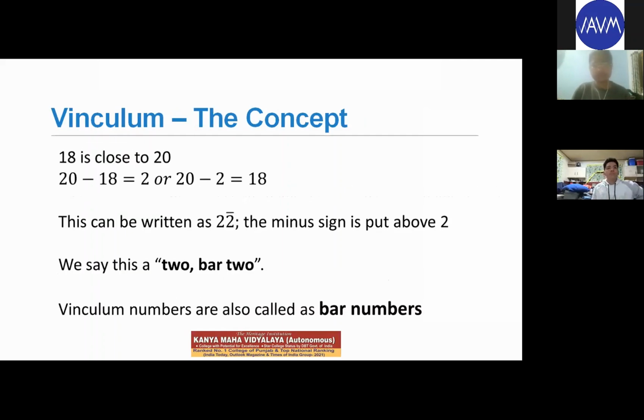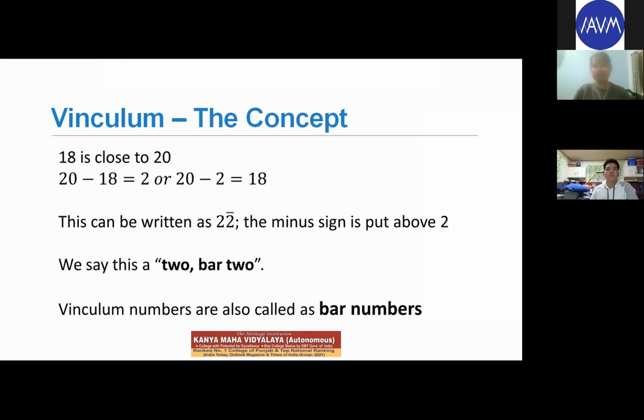Now we have to understand the concept of Vinculum. 18 is obviously close to 20. There might be a question in your mind: why are we using sub-base here? The answer is very simple. We have to make things simple rather than complicated. If we use the next base here, like 100, the distance between 18 and 100 is obviously too huge. But the distance between 18 and the sub-base 20 is as small as 2. So 20 minus 18 is equal to 2, and 20 minus 2 is equal to 18.